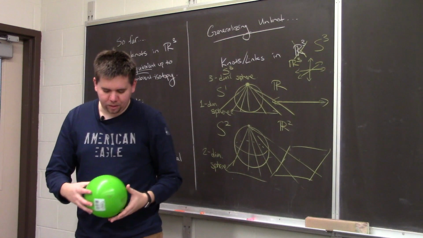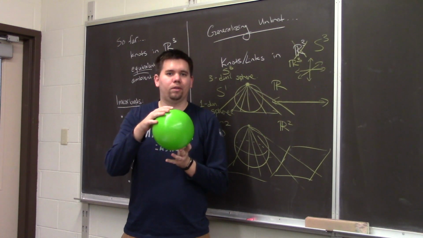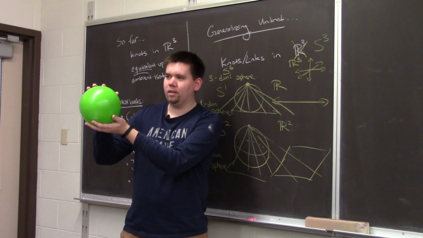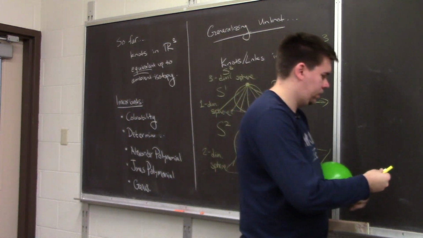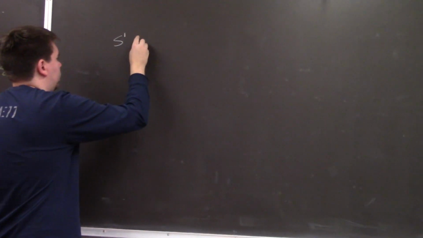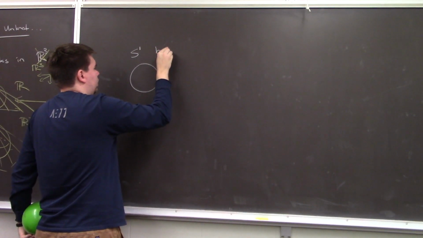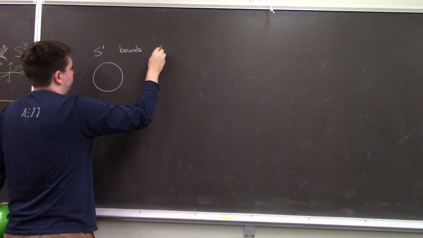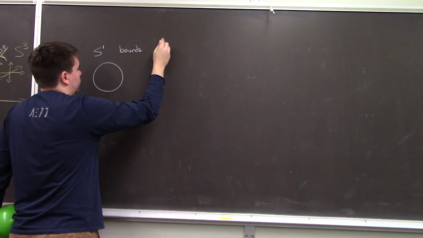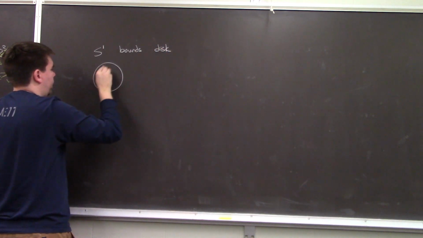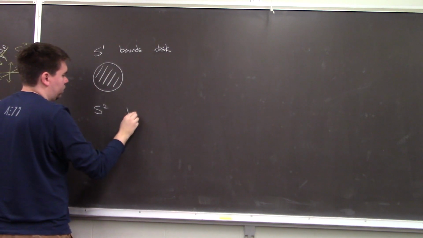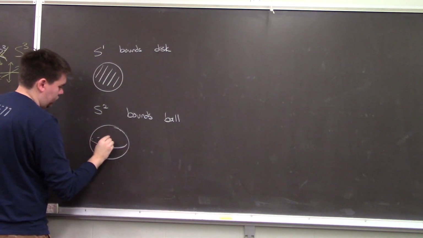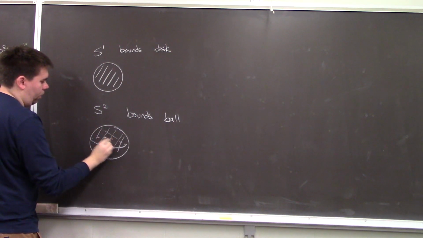So for simplification, I often think of my knots as just living on a sphere. But instead of being the two-dimensional sphere, it's one dimension higher. So this is just my one-dimension-lower representation of S3. Okay, but here's the key point. S1 bounds a disk. So S1 bounds a disk. S2 bounds inside of it some ball.